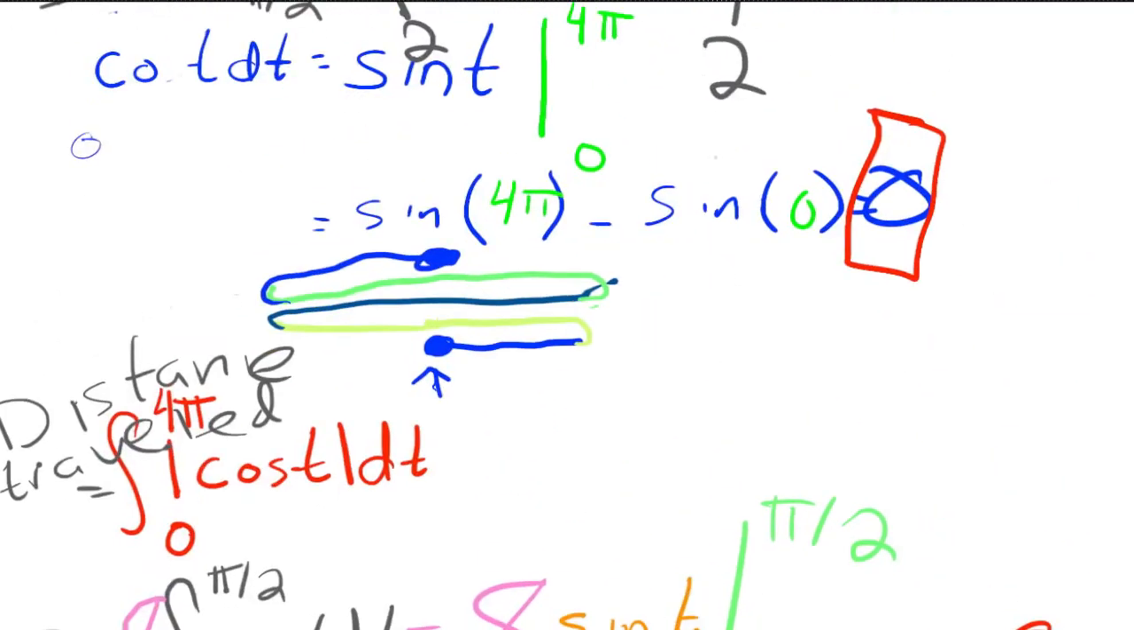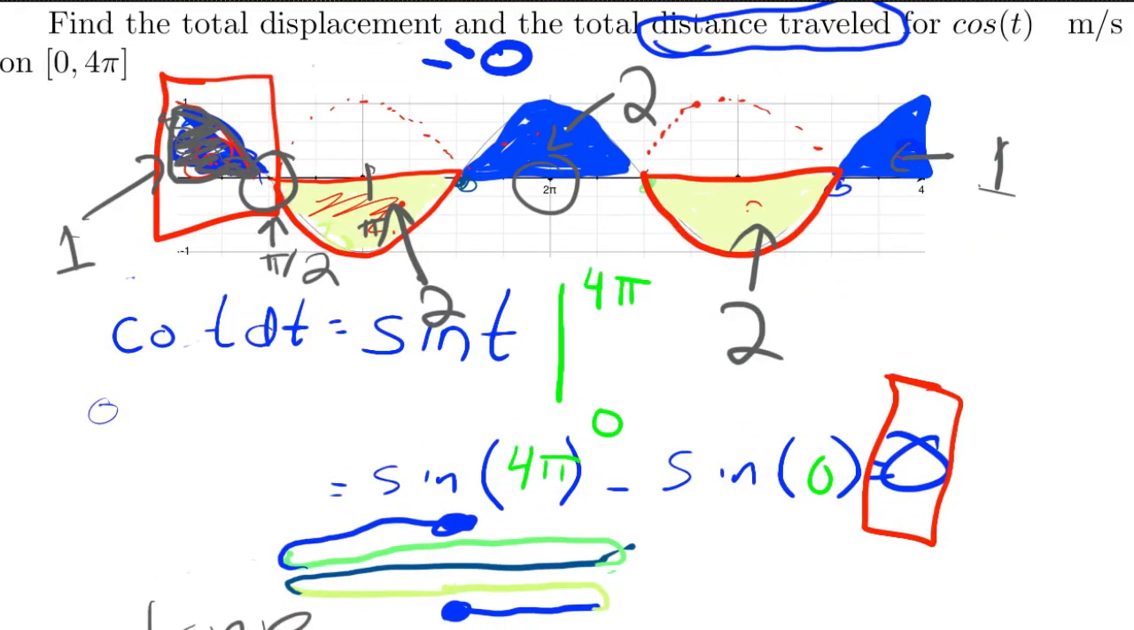And that's it. So basically, this corresponds to 1 meter. Then he went back 2 meters, forward 2 meters, back 2 meters, forward 1 meter. That's exactly what we see right here in this little picture. And that's it.